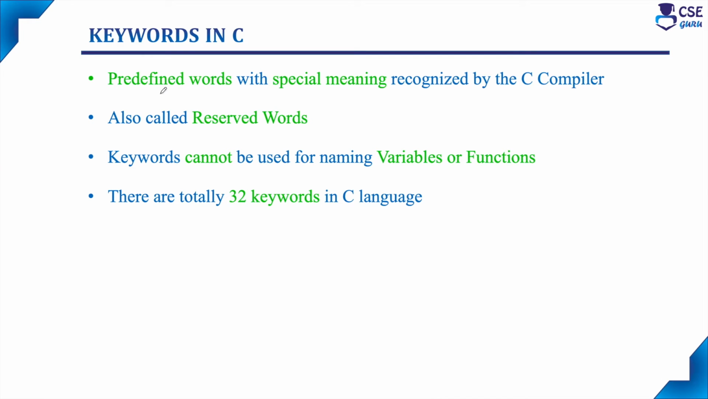Keywords are nothing but predefined words with special meaning that are recognized by the C compiler easily. These keywords are otherwise called reserved words. The keywords used in C language we cannot use for naming variables or functions. In C language, there are totally 32 keywords.